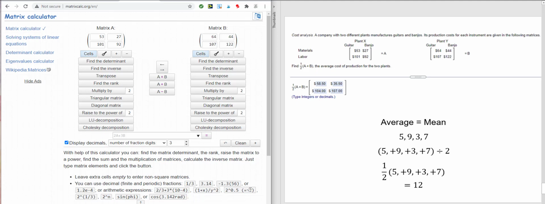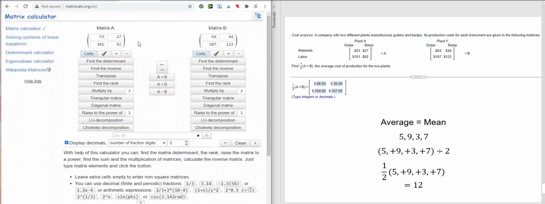Now I just want to remind everybody that average is the same thing as mean. So for instance, if I have the numbers 5, 9, 3, and 7, and I want to find their average or their mean, I would first add those up and divide by 4. Well, that's the same thing as saying 1/4, parentheses, we add all these up together. And I shouldn't have commas in there, but that's okay. So that's actually what we're going to do.